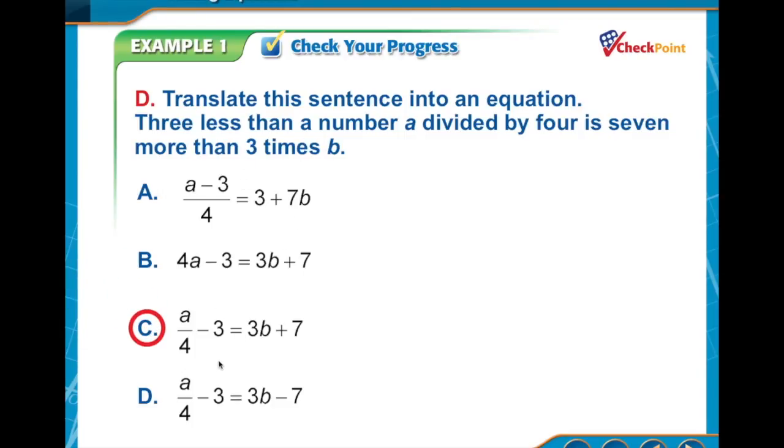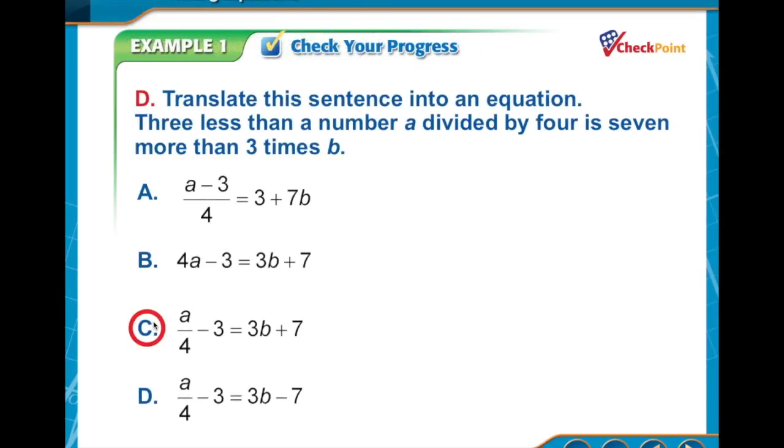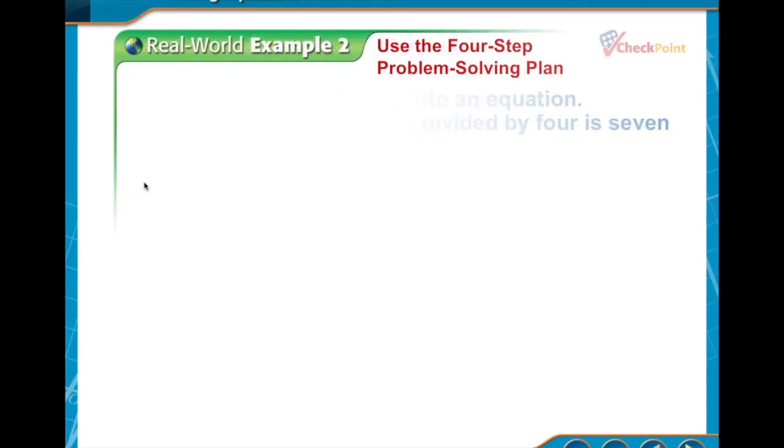It looks like our example is giving us the wrong solution here. 3 less than a number A divided by 4 is letter choice A. So my red circle is incorrect on that one. Our answer choice is, in fact, A. So we'll make sure we have that down.